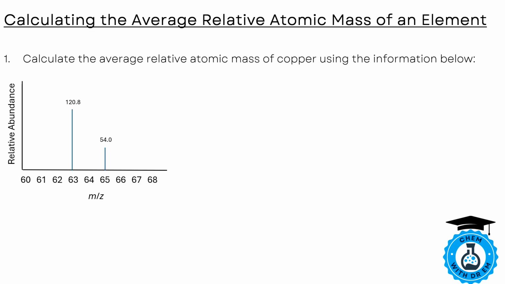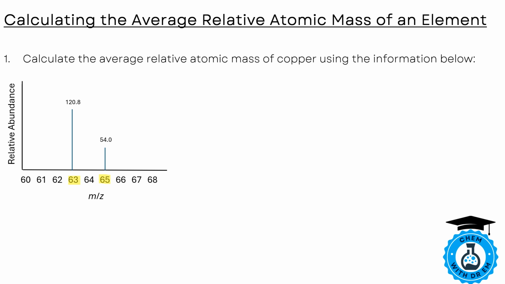Now I'm going to go quite quickly through our first example, as most of you will be very familiar with this from GCSE and there's really no difference here at A-level. We've been given a mass spectrum of copper and we can see that there are two peaks. In this case that shows that there are two isotopes, one with an m/z value of 63 and one with an m/z value of 65. We want to calculate the average relative atomic mass of all of these isotopes by taking the abundance of each isotope into account as well.